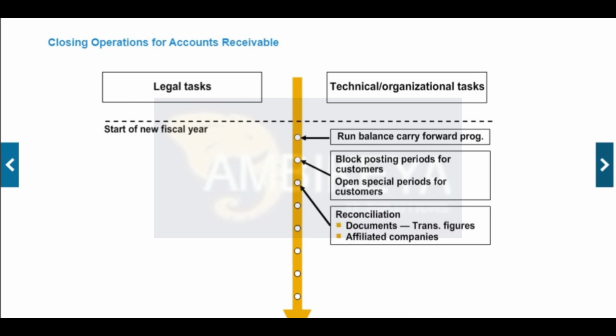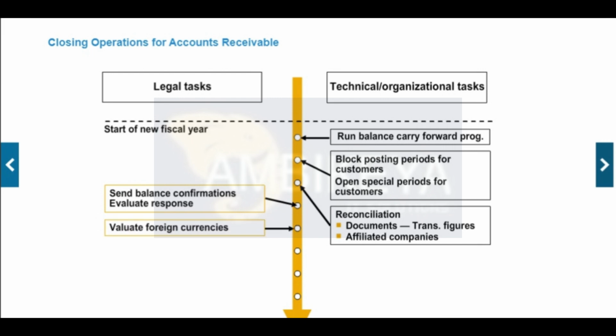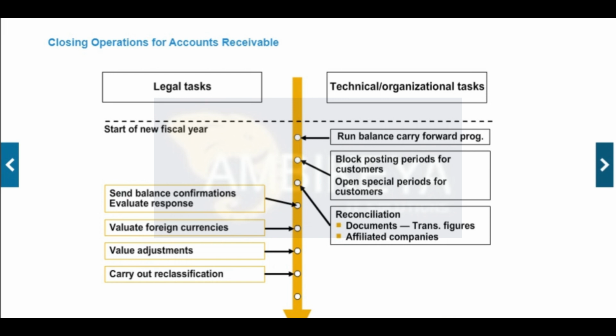After this, the following closing operations are carried out. Balance confirmations are sent and evaluated. Foreign currency documents are valuated. Value adjustments are carried out for overdue receivables. Accounts receivable are reclassified into short and long-term categories for the financial statement. The special periods can then be closed.